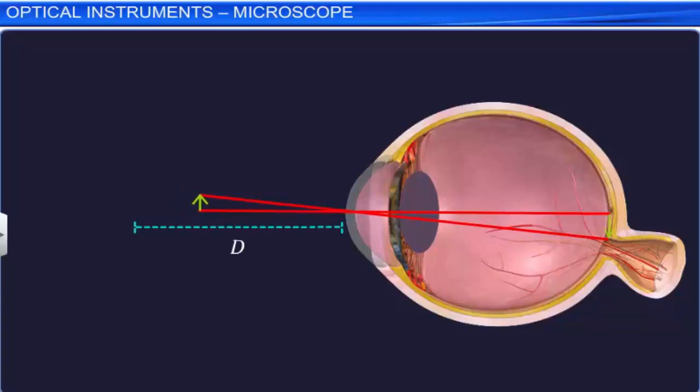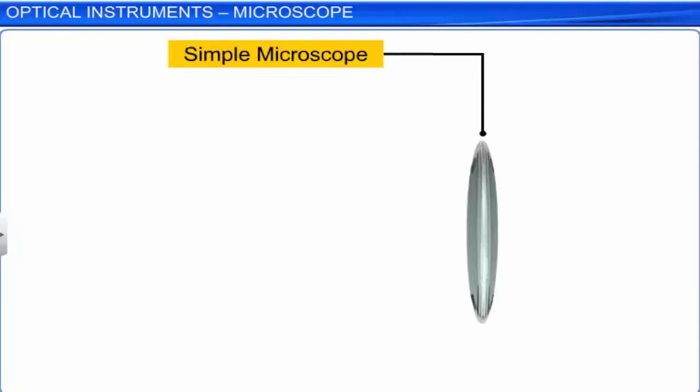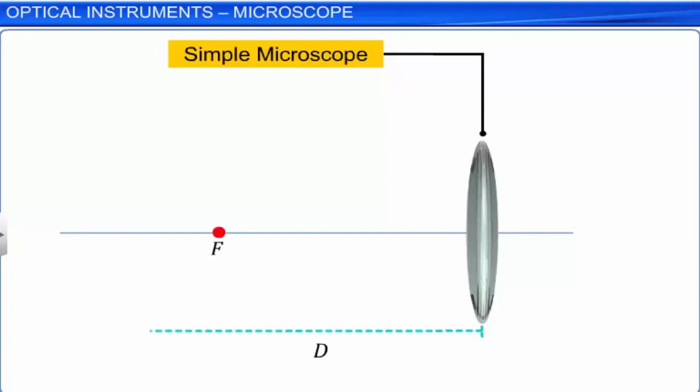A simple microscope is a converging lens of a small focal length. If it is placed between the eye and the object such that the object distance u is less than its focal length, then the erect, magnified virtual image of the object is formed beyond the near point.